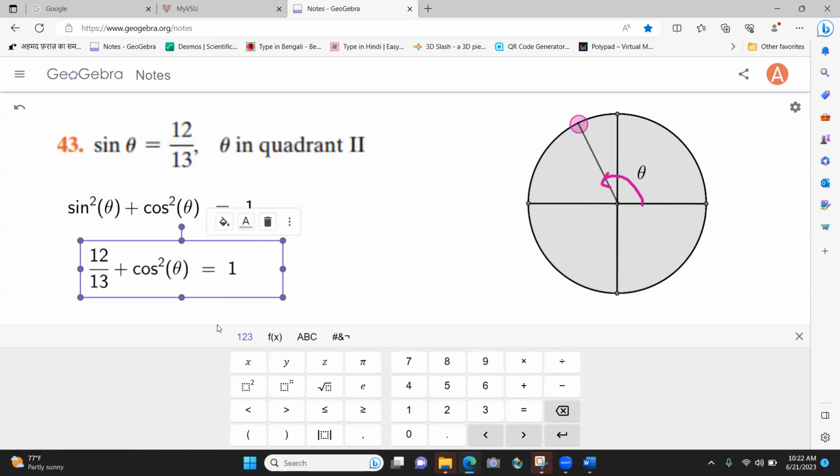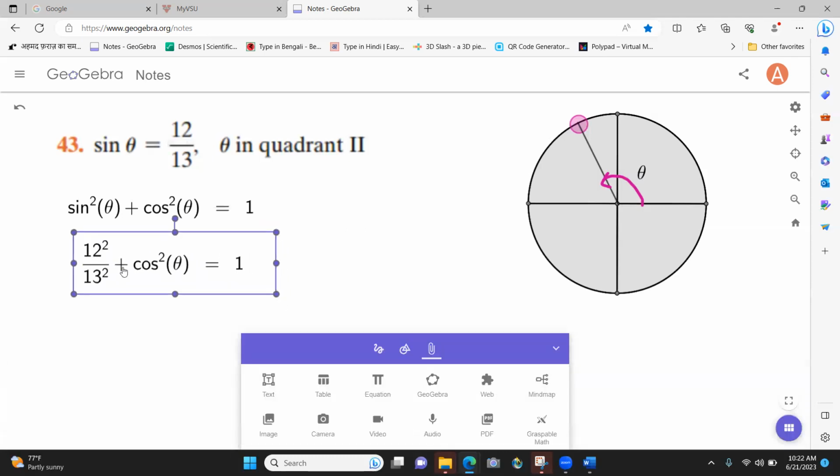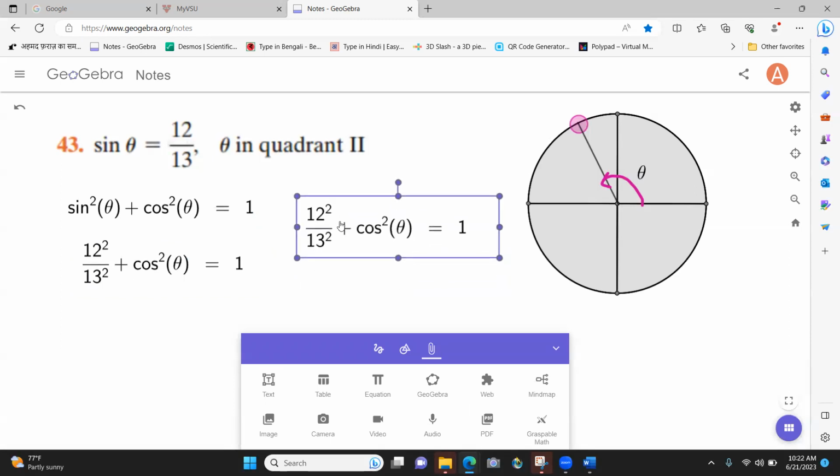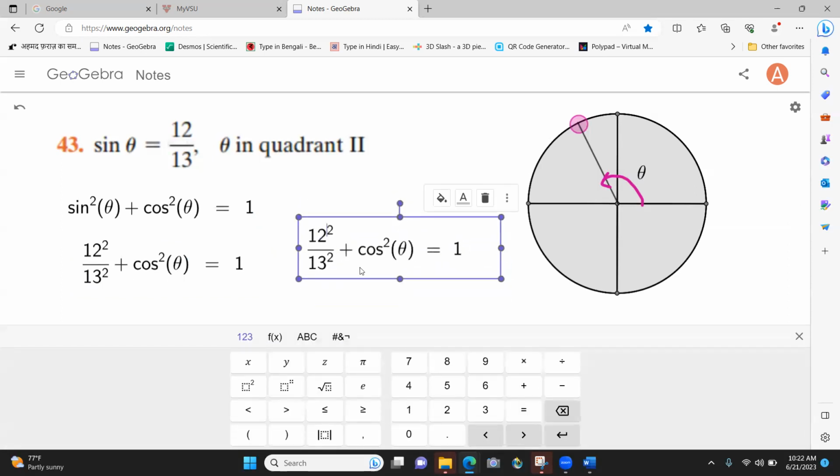So I'm going to square them both, because that's what it is, square. Now 12 squared, your calculator will tell you, is 144, and 13 squared is 169. All right, I'm looking for cosine squared theta.